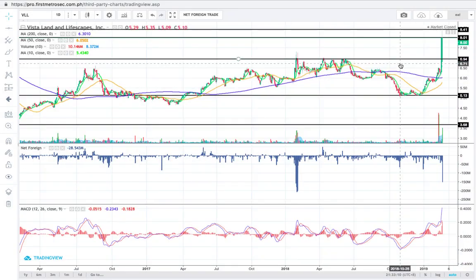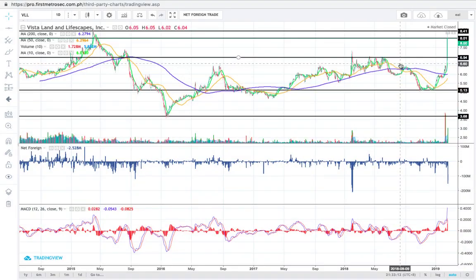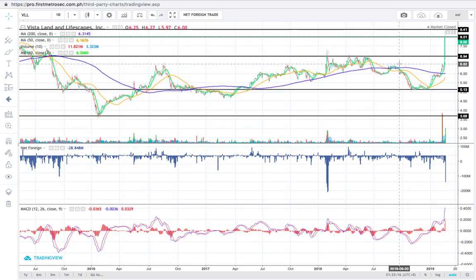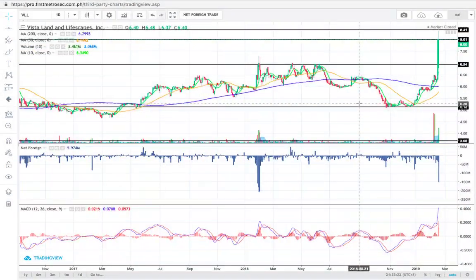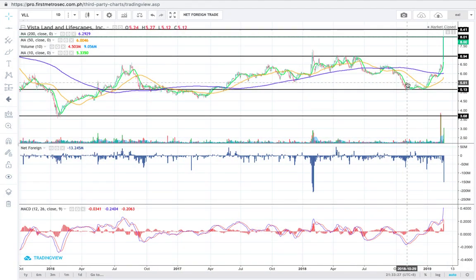But I would consider the major resistance is actually positioned near 8.40. We can say between 8.40 to 8.5. Okay, and the immediate support is somewhere near 6.94, or you can round it up to 7.0, and all the way to 5.13.